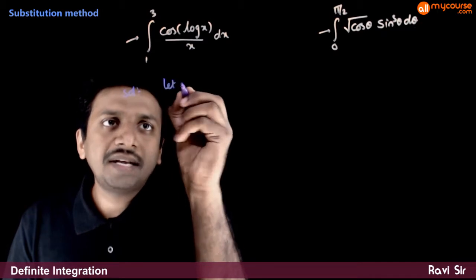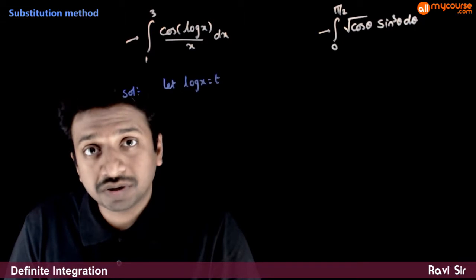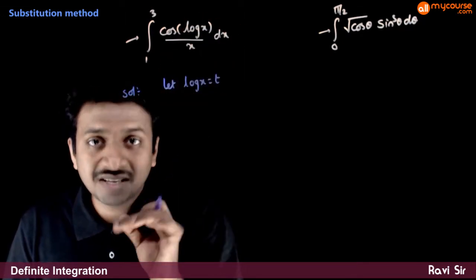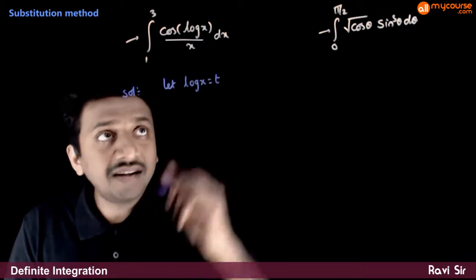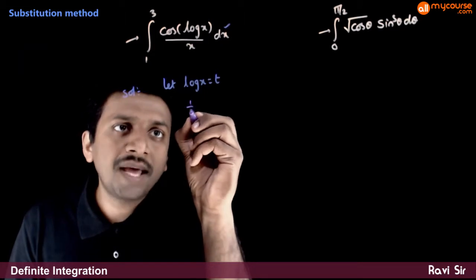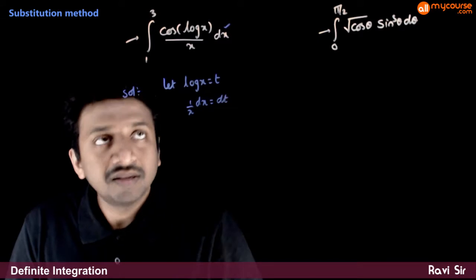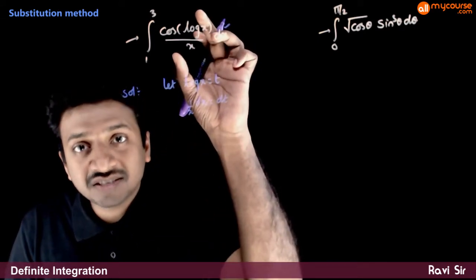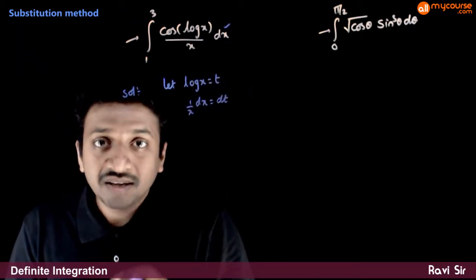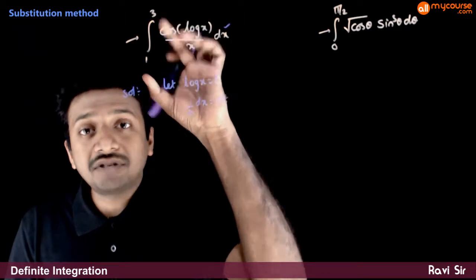So let log x be equal to t. Let us do the substitution. If I put log x equal to t, the integrand changes. With that, I have to change dx also, right? So (1 by x) dx becomes dt. So the integrand function changes, and the differential dx changes. Along with these two, you also have to change the limits.